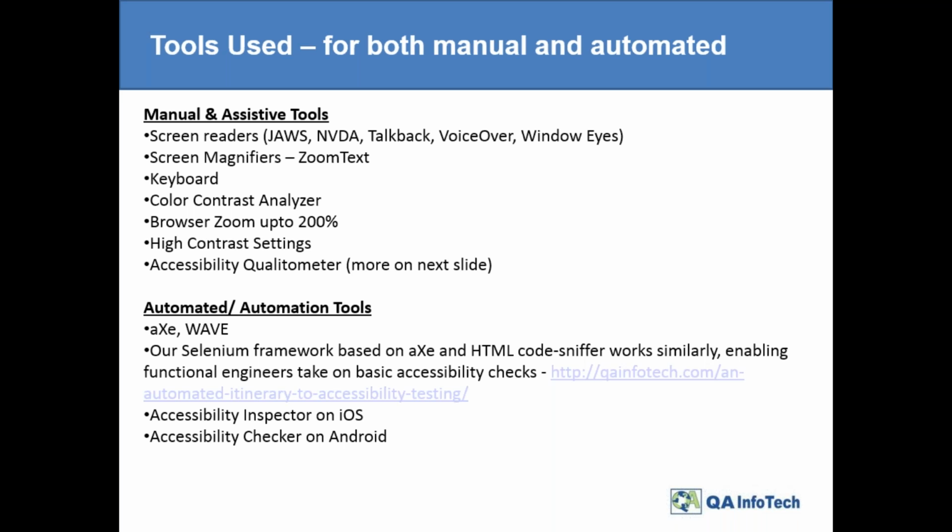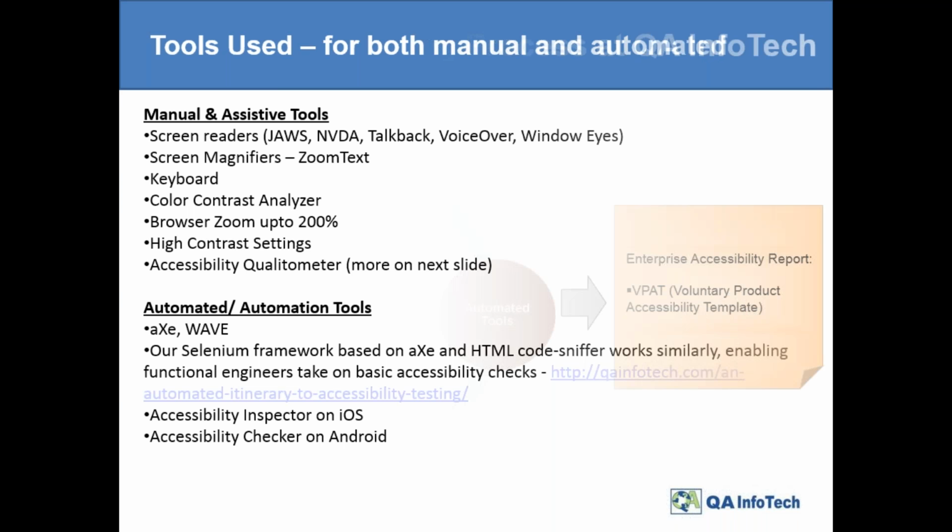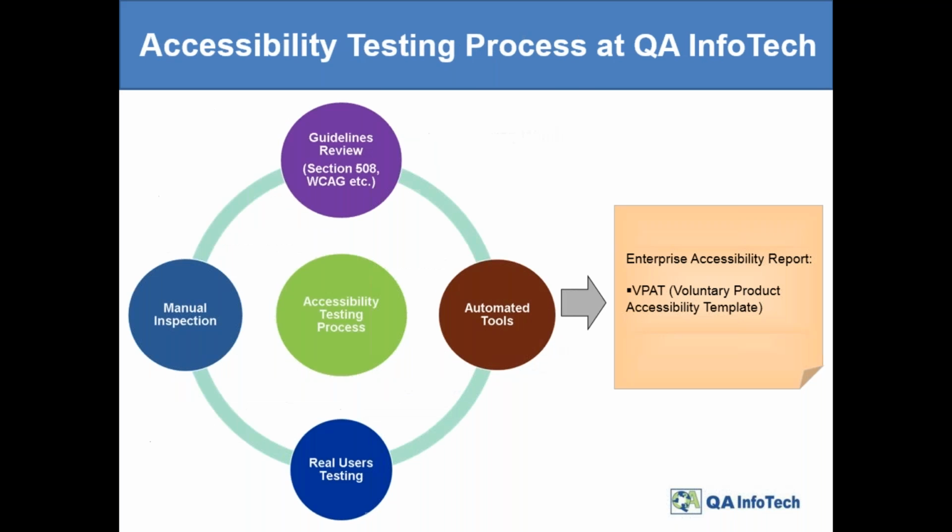And when it comes to automated or automation tools, we have Axe and Wave. Also, our Selenium framework based on Axe and HTML code sniffer works similarly. It enables the functional engineer to take on accessibility basics and can check at any point of time while performing the functional test. Then we have Accessibility Inspector on iOS and Accessibility Checker on Android devices, which highlight the accessibility violation by simply scanning one page at a time. Moving to the next slide.